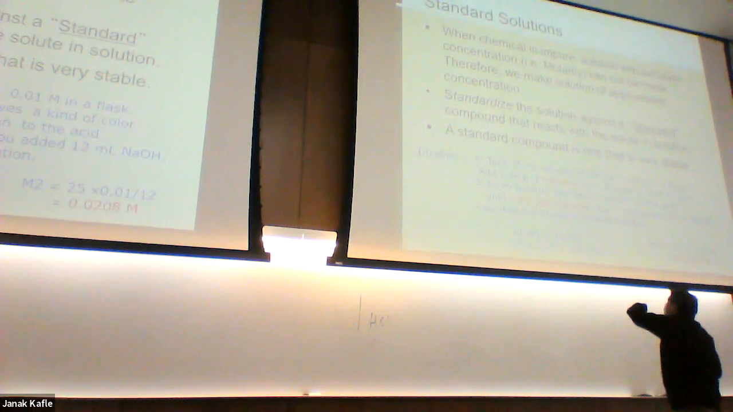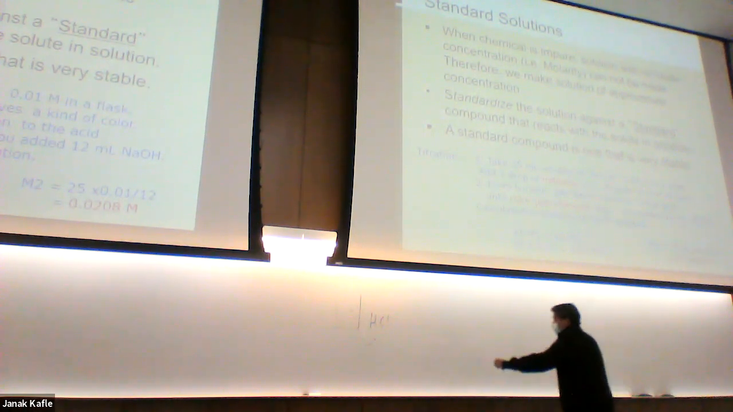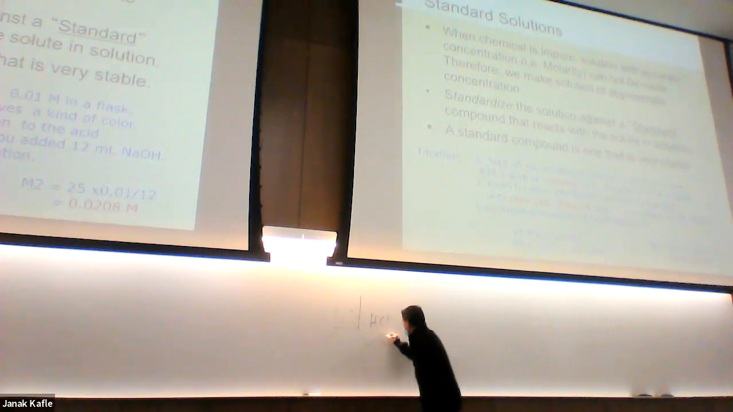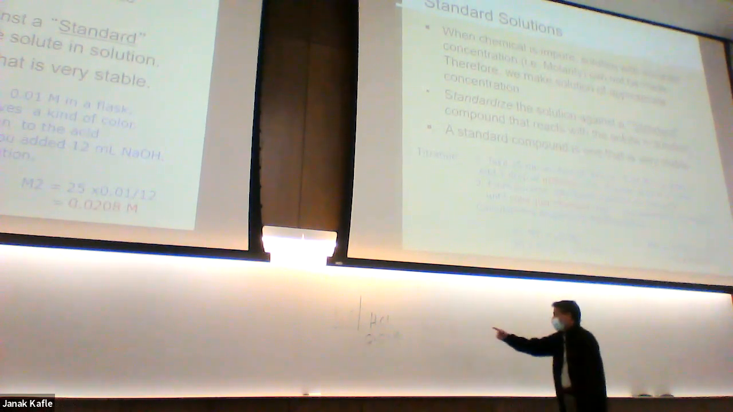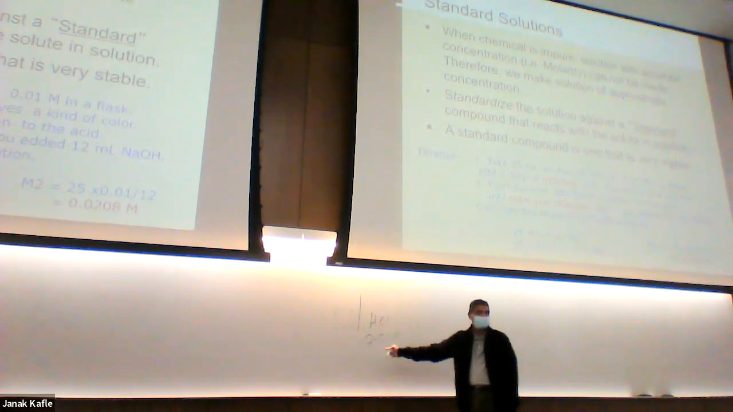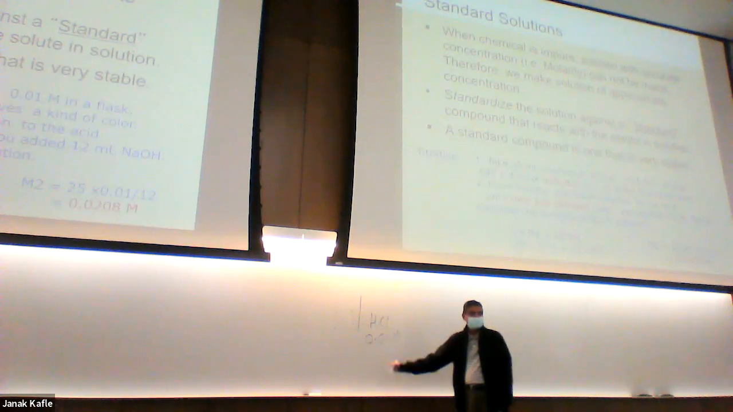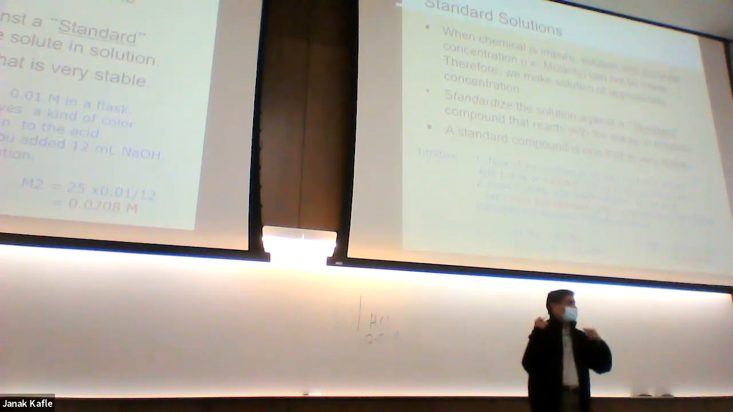So let's say 0.01 molarity. So this is the hydrochloric acid solution in the beaker. The molarity of this solution, either I prepare or somebody gives me, is 0.01 molar. So the hydrochloric acid here is a pure compound, and I know it is stable. Make sense?